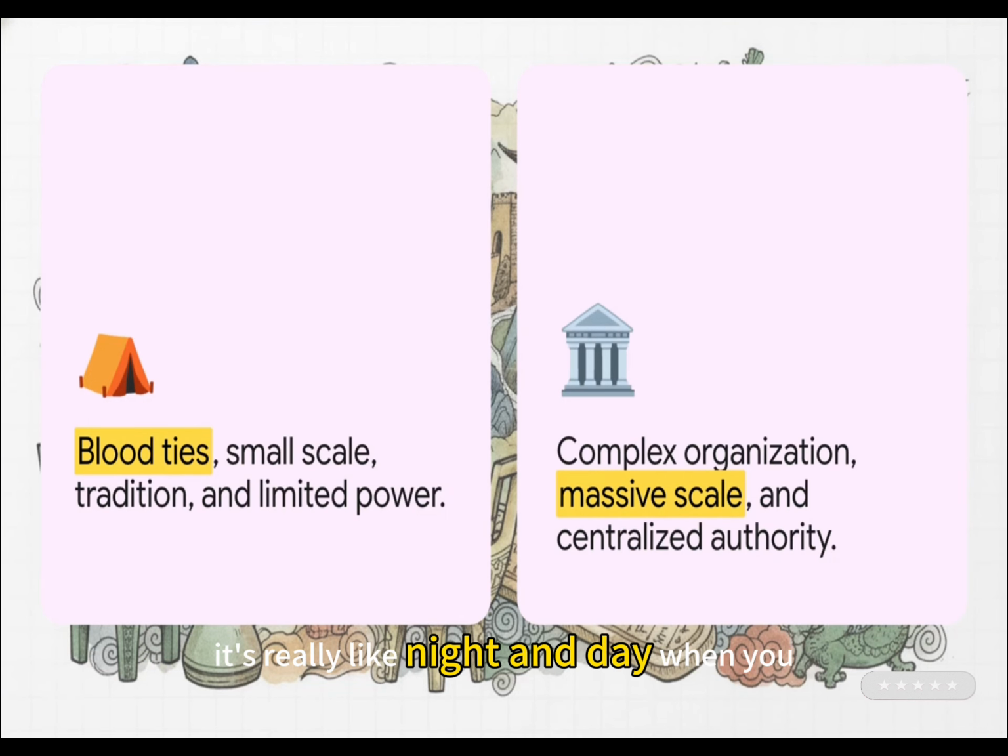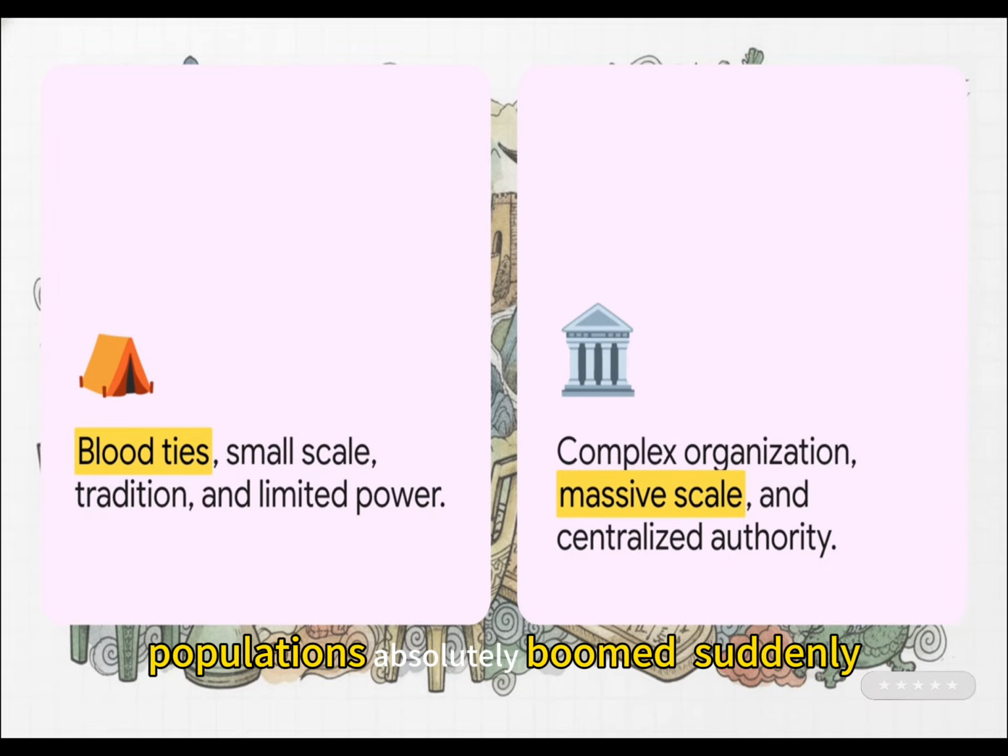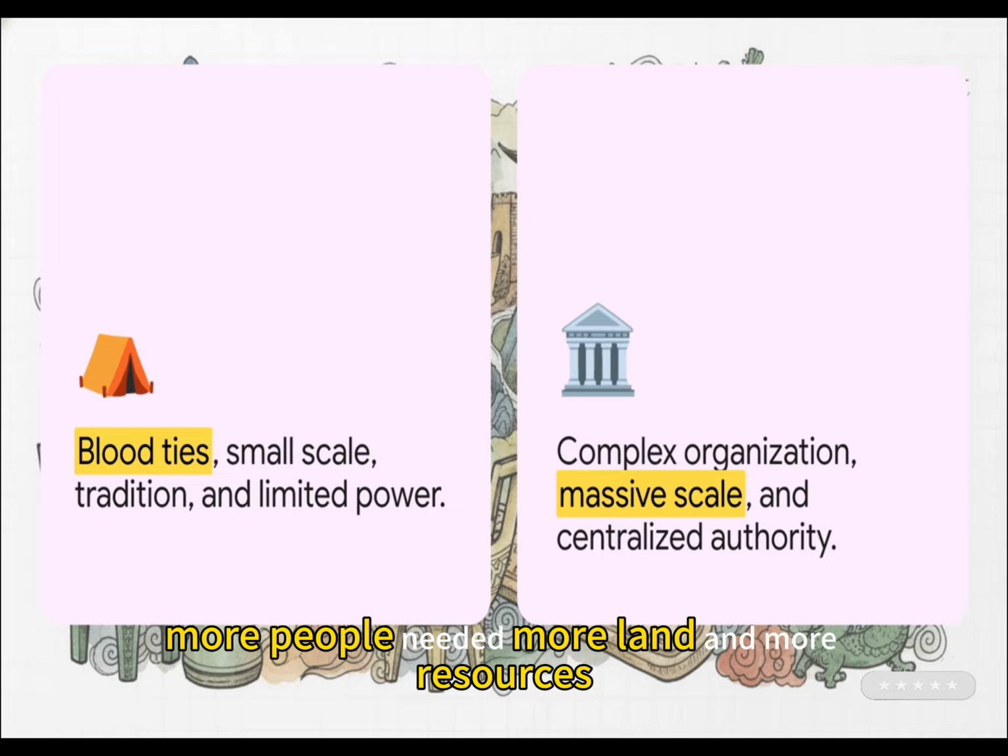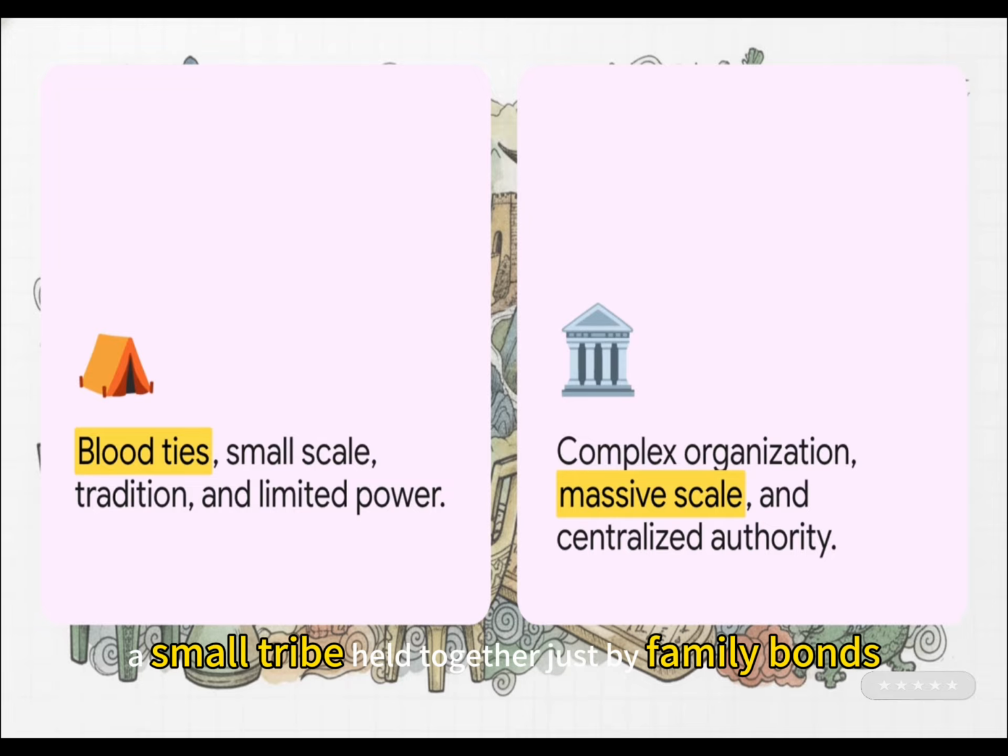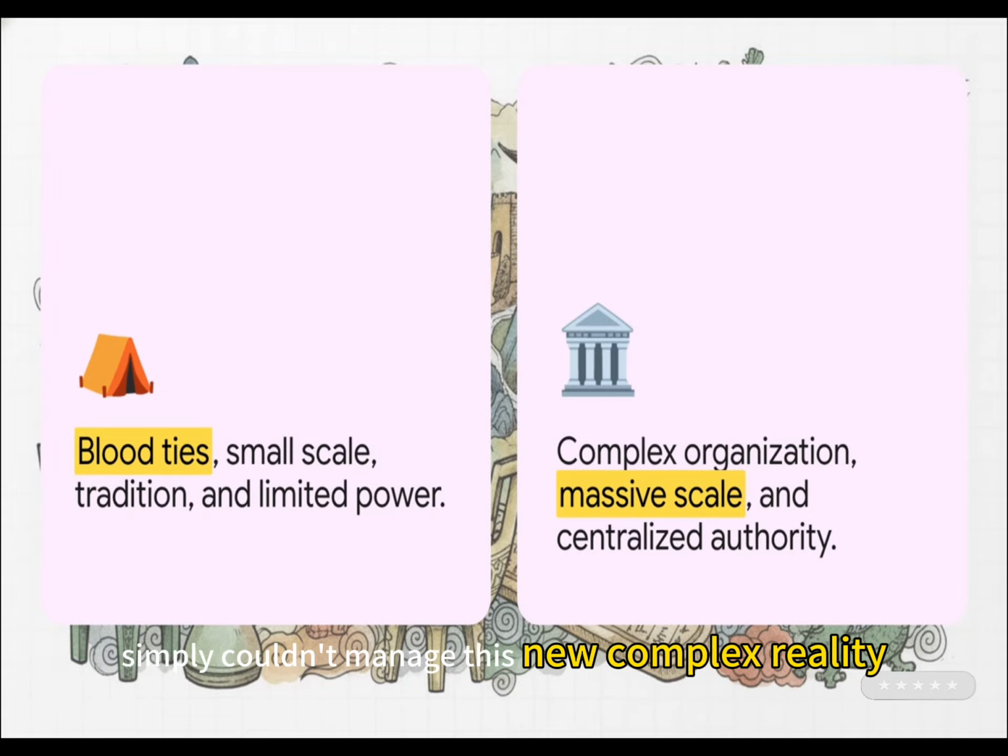It's really like night and day when you compare early tribes to early states. Tribes worked beautifully when the world was vast and sparsely populated. But as agriculture developed, populations absolutely boomed. Suddenly, more people needed more land and more resources. A small tribe held together just by family bonds simply couldn't manage this new complex reality.